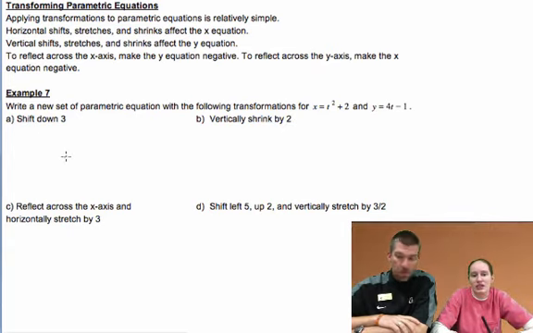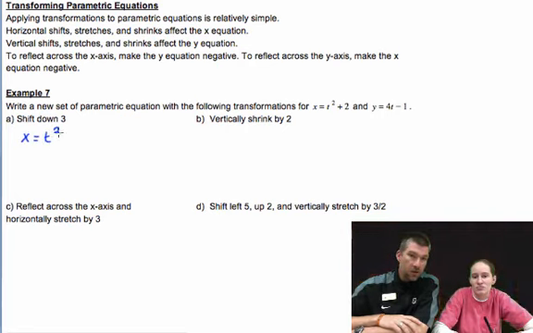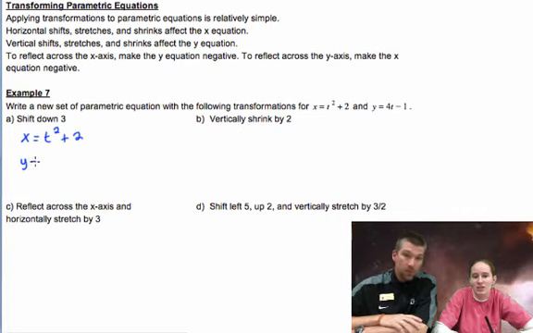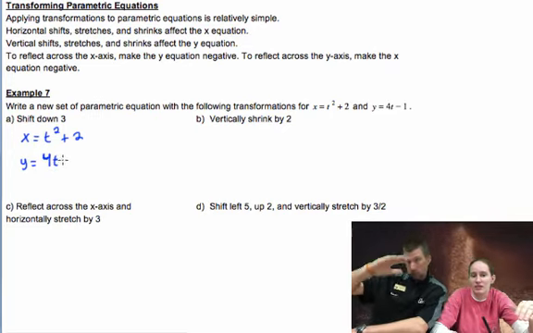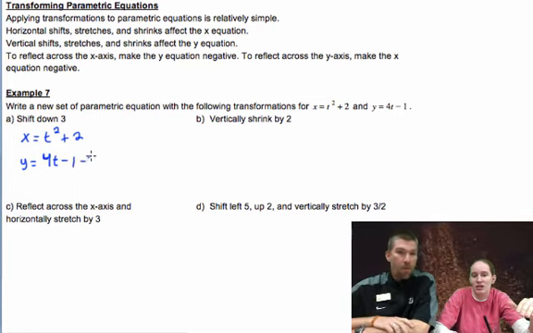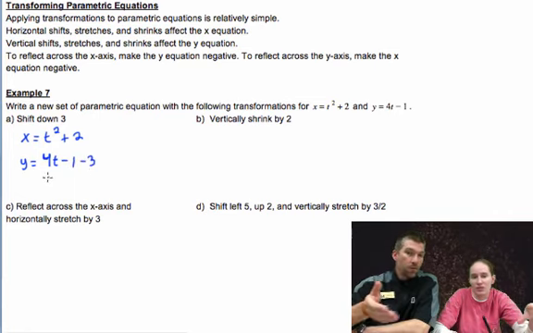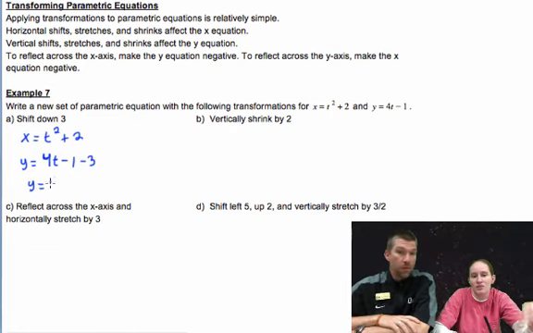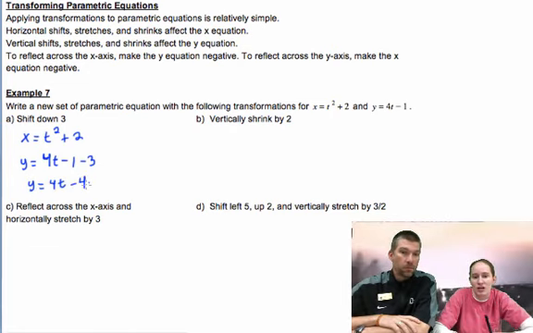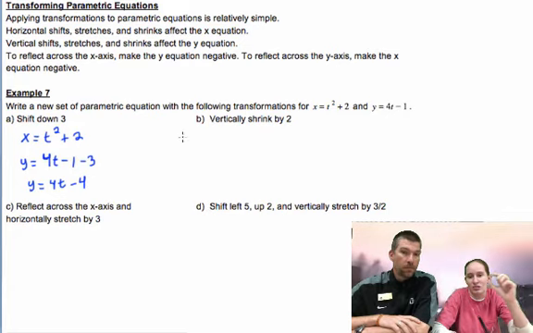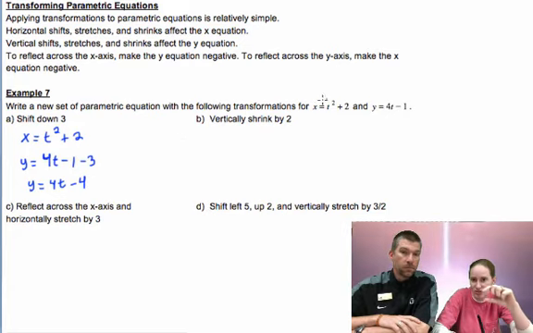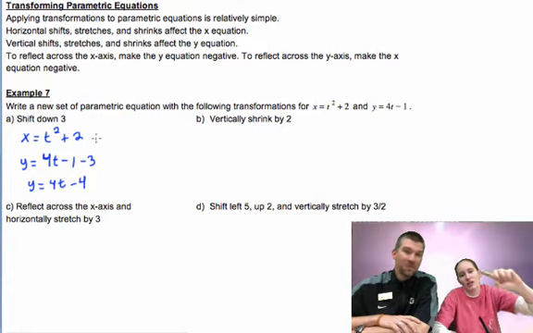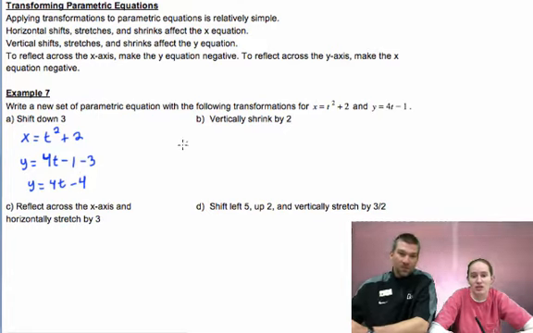So if I'm going to shift down 3, that's not going to affect my x equation at all. x doesn't change because that's not left or right. But on my y equation, it's going to move all my y values down 3. So instead of 4t minus 1, I'm 3 lower than that, which means minus 1 minus 3, which is minus 4. So that would be 4t minus 4. And you can throw that into your graph, put the original in as x1, y1, and these in as x2, y2, and check to see if it really works out.